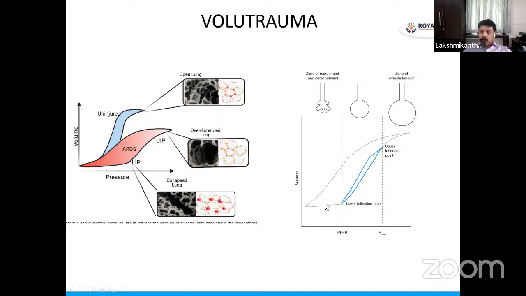This is the pressure volume relationship, the relationship of the tidal volume to the pressure being generated in the lung. If this is your normal hysteresis or pressure volume curve, what happens in this area? As we saw earlier, the compliance decreases.